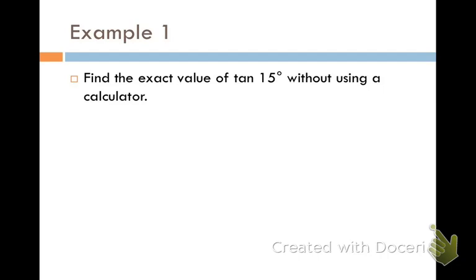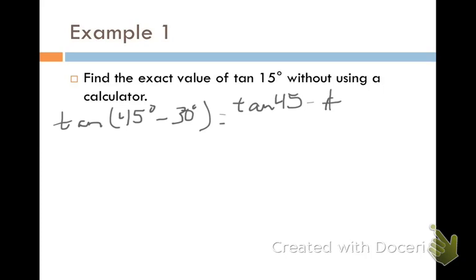To find the exact value of tangent of 15 degrees without using a calculator, we're going to find the difference of tangent of 45 degrees and 30 degrees. So when I plug all of that into the identity, we get the tangent of 45 minus the tangent of 30 all over 1 plus tangent of 45 times the tangent of 30.